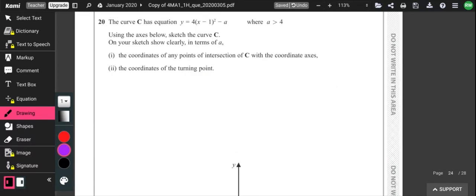Question 20, we have completed the square version of a quadratic here. So when we have this form, then the x coordinate of the turning point is going to be the opposite of -1, which is +1. And this part here, negative a, is going to be the y coordinate of the turning point. It tells us that a is greater than 4, so this is going to be down here, like that.